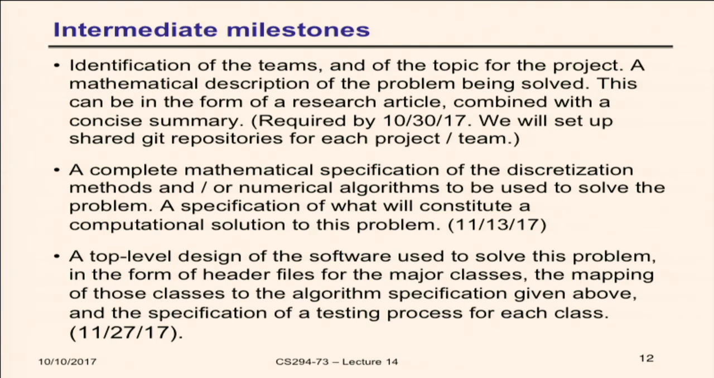And then the third intermediate milestone is a top-level design of the software used to solve this problem. You're going to be writing code, so you're going to tell us what your code's going to look like. You need to tell yourself what your code's going to look like. The way you tell us that is the way we've been telling you what your code's going to look like for your homeworks. You give us header files for the major classes, and in addition to that, a mapping of those classes to the algorithm specification given in the previous milestone. And then a third thing that you need is a specification of a testing process for each class. I'll go into a little more detail later on that. That's due the Monday after Thanksgiving, the 27th.